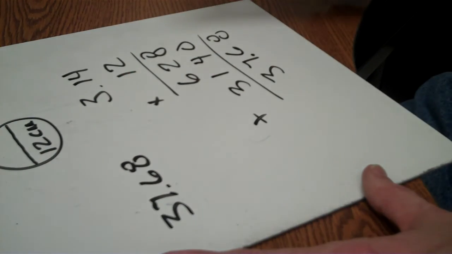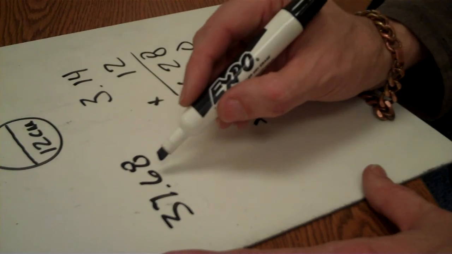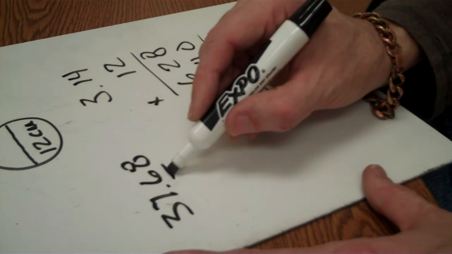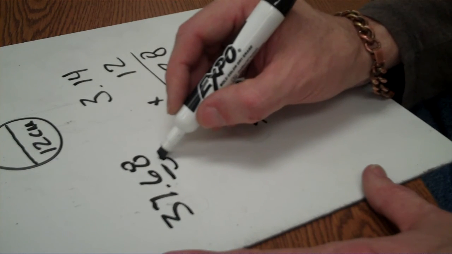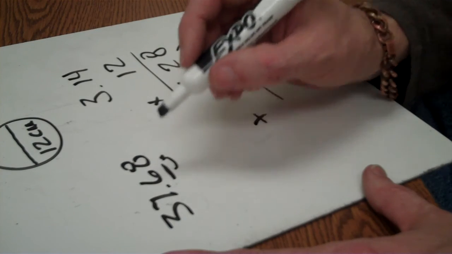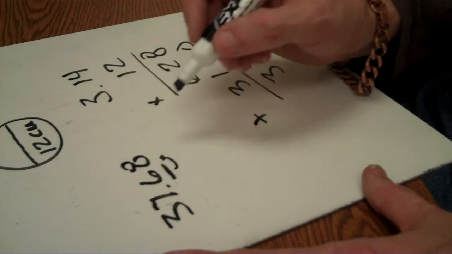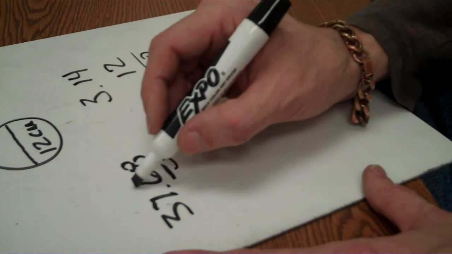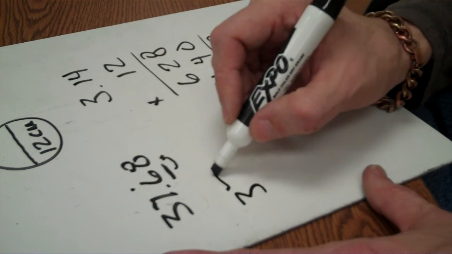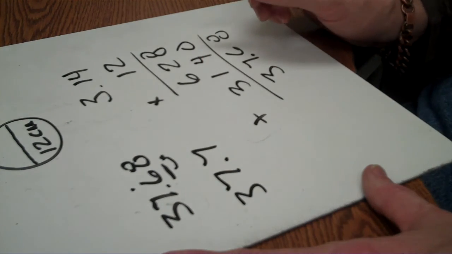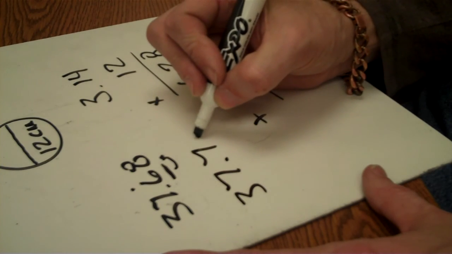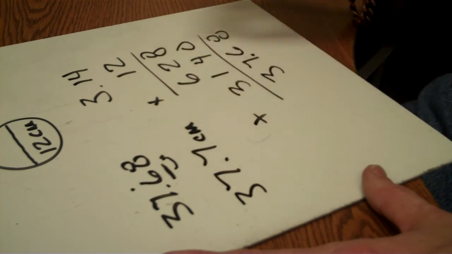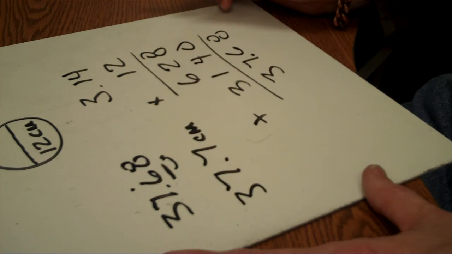My answer comes out as 37.68. I read the directions closely, and it says round to the nearest tenth. The tenth is the first digit to the right of the decimal. Underline it. Look at the digit to the right of it. If it's 5 or above, the tenth place is going to go up by 1. Sure enough, it is. So I'm going to add 1 to the 6, and my answer is going to be 37.7. Be sure to put in your final answer the identifier, centimeters, in this instance. Okay? I hope that helps you out.